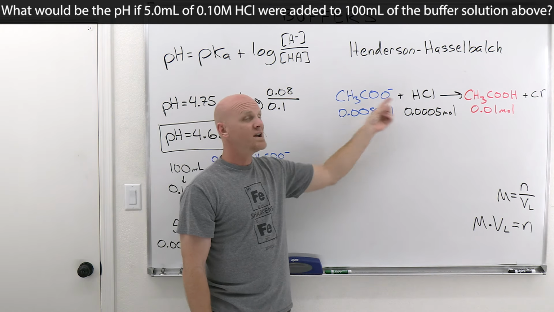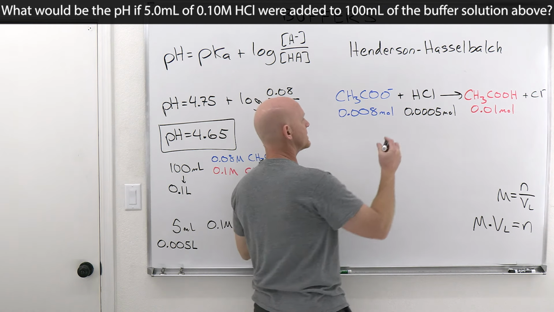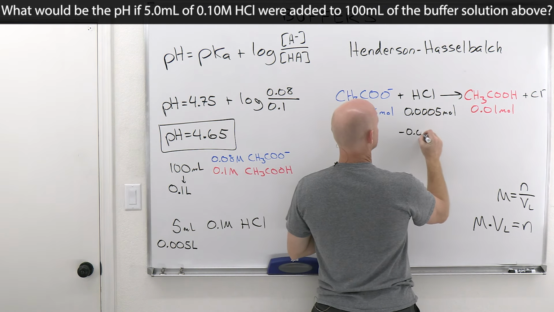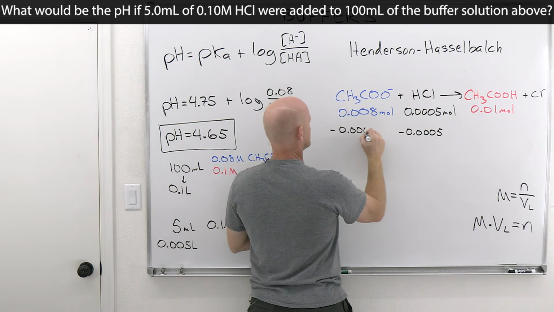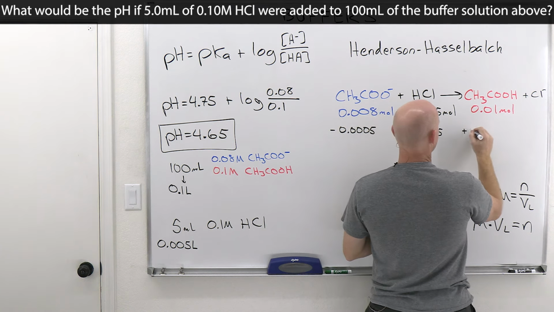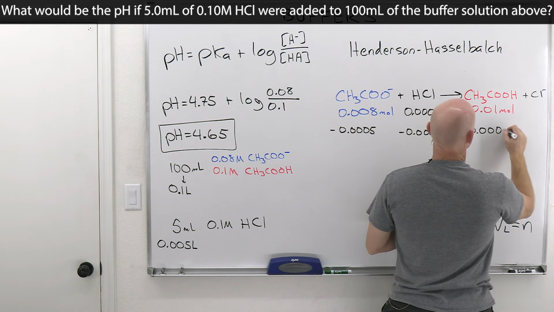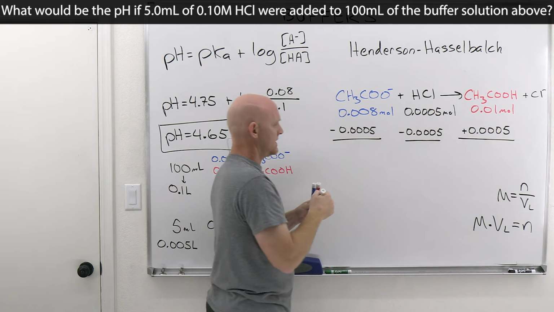Well, they react in a 1-to-1 ratio, so whichever one there is less of is the limiting reagent. That's the one that's going to run out. So we're going to lose 0.0005 here, and since they react in a 1-to-1 ratio, we'll lose 0.0005 here, and it's a 1-to-1-to-1 ratio, so we're going to gain 0.0005 moles of this product here as well.